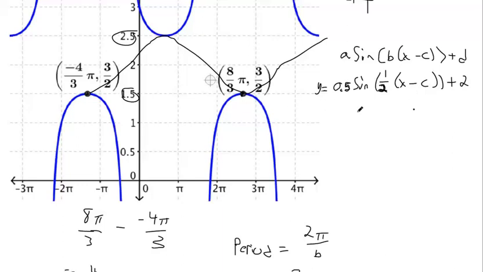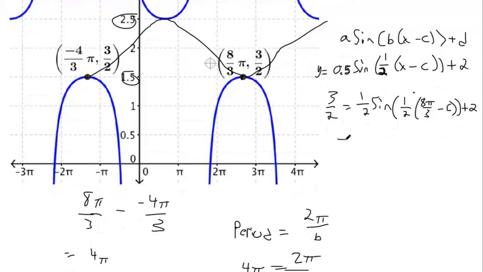To figure out what c is, we need this whole equation to equal 3/2 once we've gotten to x equals 8 pi over 3. So we want 3/2 in for y. This is 0.5, that's 1/2. I'm not sure which would be easier. Probably 1/2 to keep fractions. Okay, 8 pi over 3 minus c plus 2.